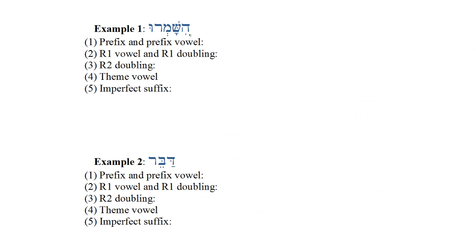The first one here is hishamaru. It's always important to figure out in forms like this where the root is, and it seems fairly clear that we have a root here of shamar. That would give us a hey with a hirik as a prefix. Now that could indicate a hiphil perfect, and it could indicate a nifal imperative, or possibly a nifal infinitive, either infinitive construct or infinitive absolute.